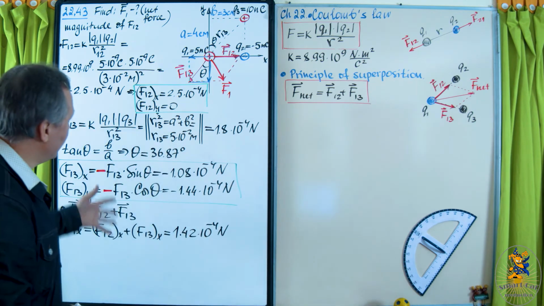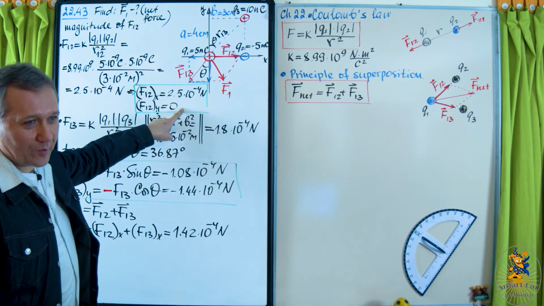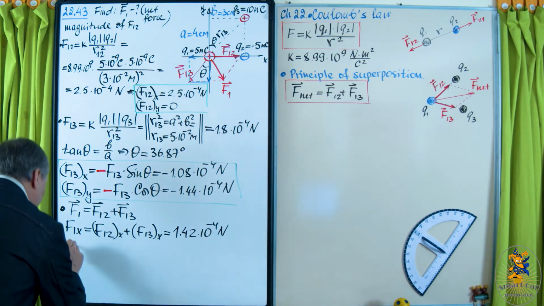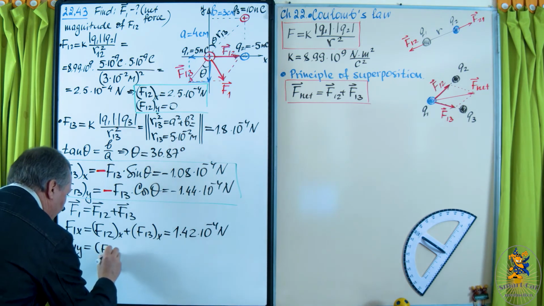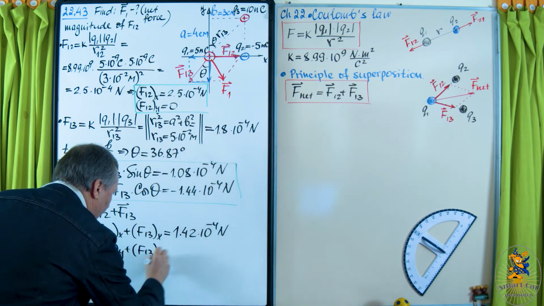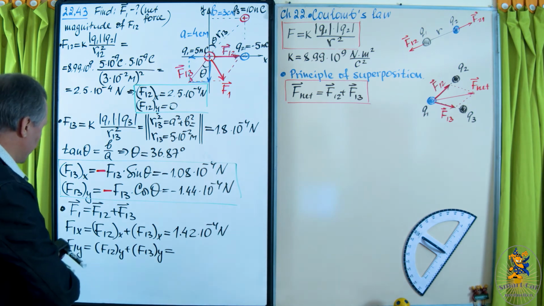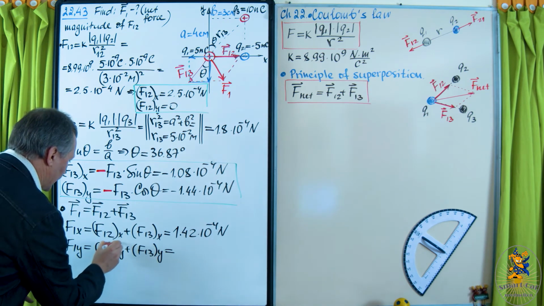The y component is easier because this component is 0. This y component is 0, so pretty much the whole thing is over here. All right, but let me write that down anyway. So it will be F12y plus F13y. Of course, I can emphasize that this is F12y, this is 0, right?